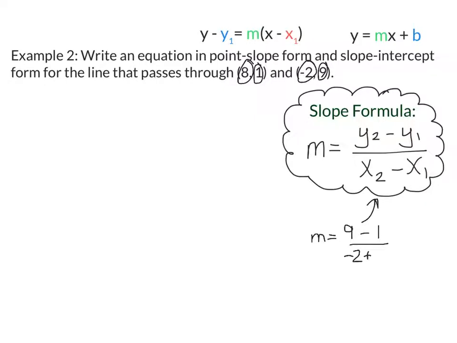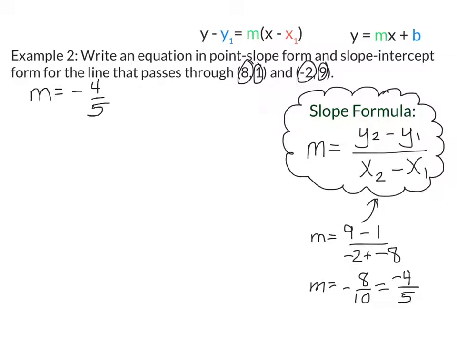So minus 8, plus a negative 8. That's fine. Means the same thing. So 9 minus 1 is 8, and then negative 2 plus a negative 8 is negative 10. And then I can simplify that. So 8 over 10, both have a factor of 2. So 8 divided by 2 is 4, and 10 divided by 2 is 5. So my slope is negative 4/5. So m equals negative 4 over 5.